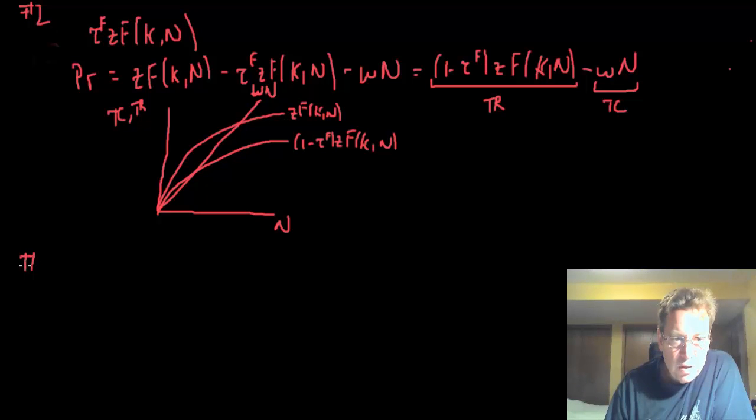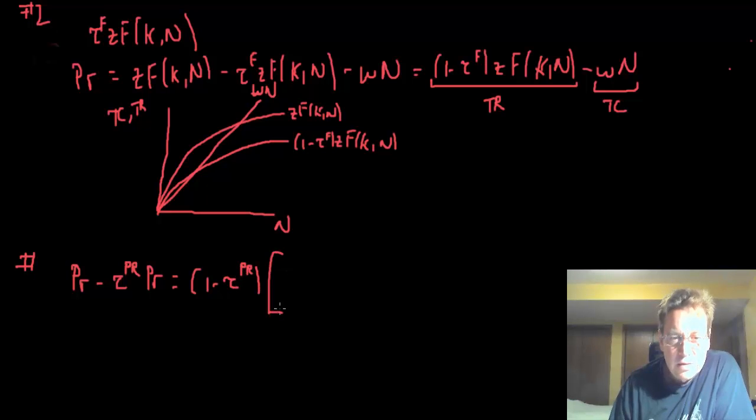Now, question 3 is slightly different. Now you're paying a tax on the entire profits. So your after-tax profits become this. That's just profits minus tax against profits. So what is that? That's just 1 minus the tax rate on profits times, now it's just the usual total revenue, total cost.